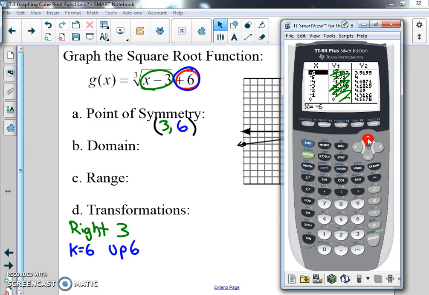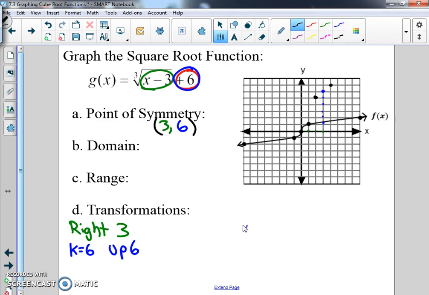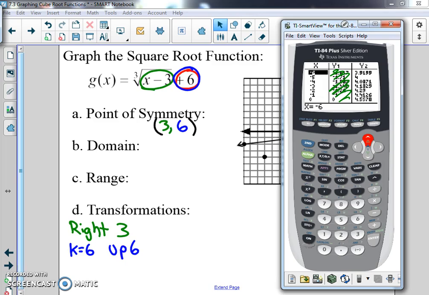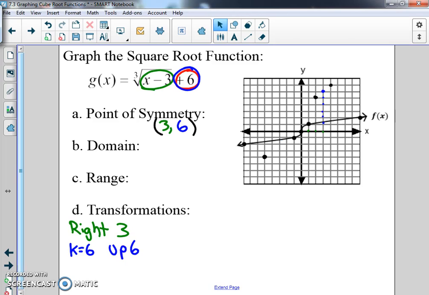Let's see if there's any other points I can graph. I see I go through the point (-5, -4): 1, 2, 3, 4, 5, then 1, 2, 3, 4. Oh, that would be (-5, -4), so it'd be negative 1, negative 2, negative 3, negative 4, negative 5, then negative 1, 2, 3, 4. Always watch that. The point down here would not have made that a simple transformation. So I can now draw on my graph here.